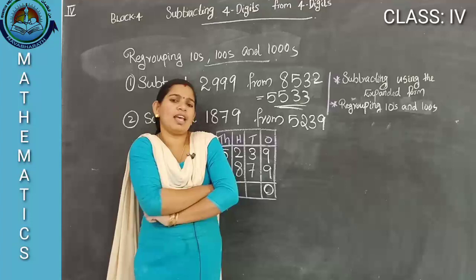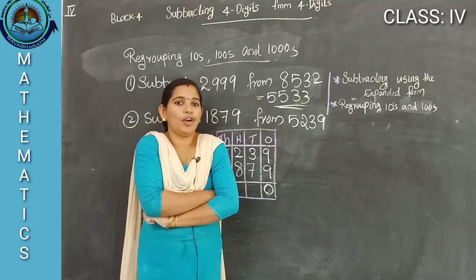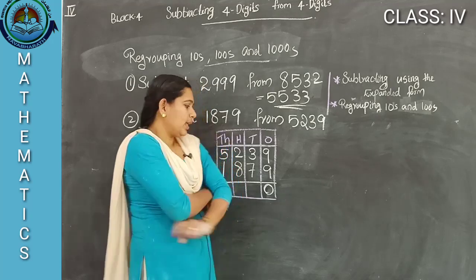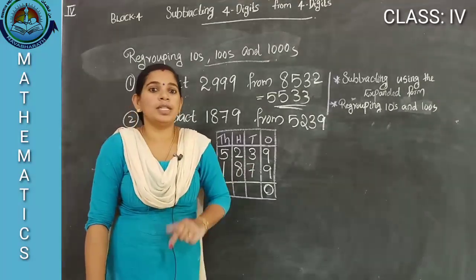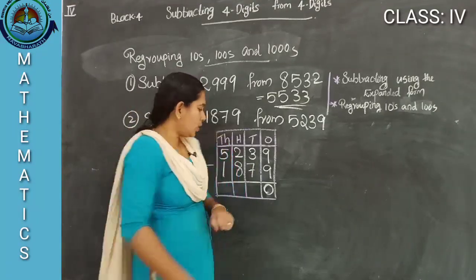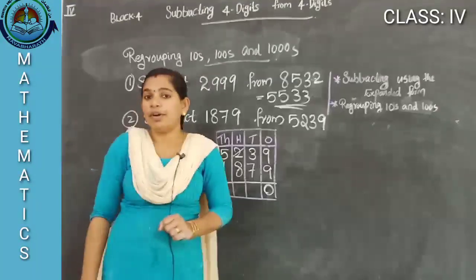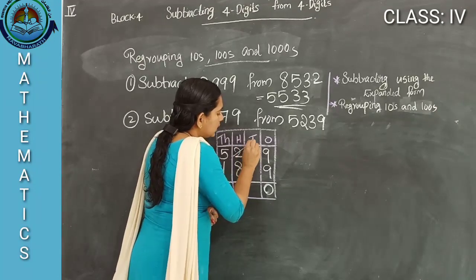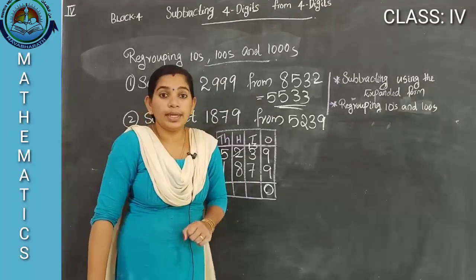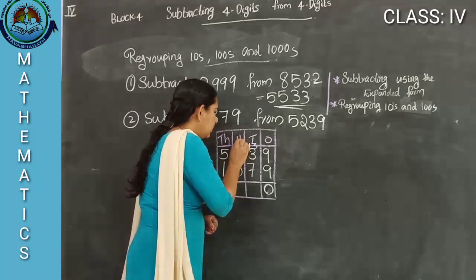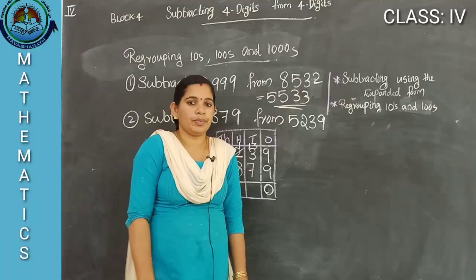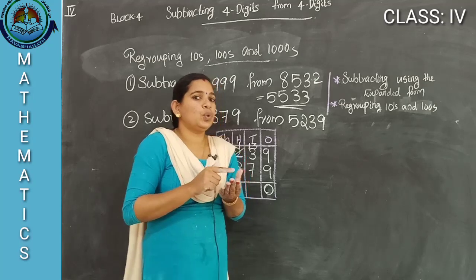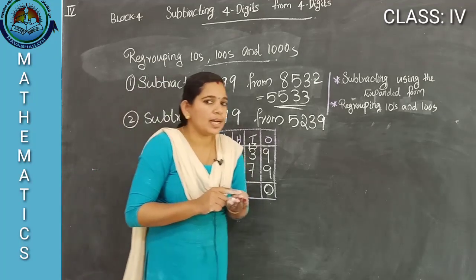Then 3 minus 7. Here 3 minus 7 is not possible. The first number is smaller than the second. So we borrow, take 1 from the hundreds place. We take 1 to here. This becomes 13. This 2 becomes 1. 13 minus 7: 8, 9, 10, 11, 12, 13. How many fingers? 6.